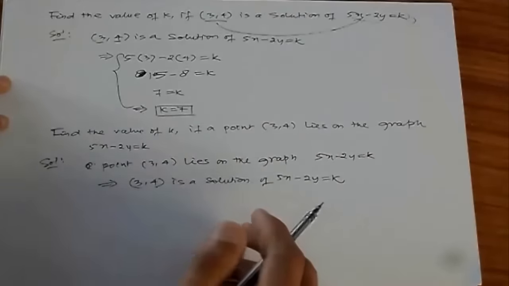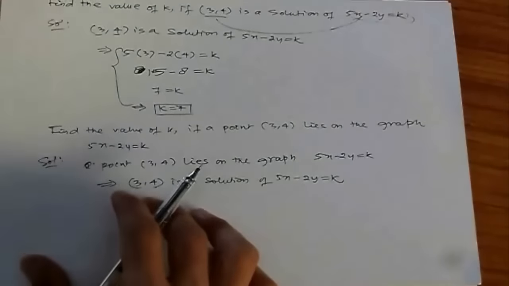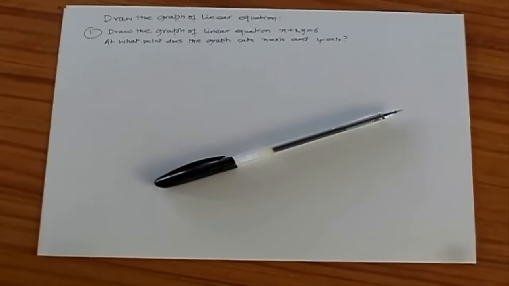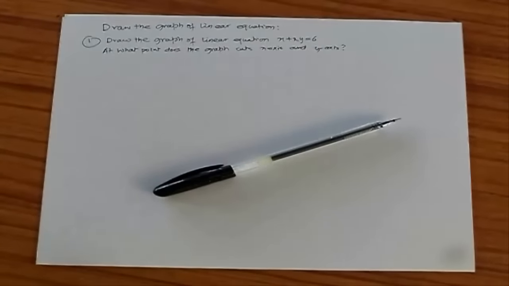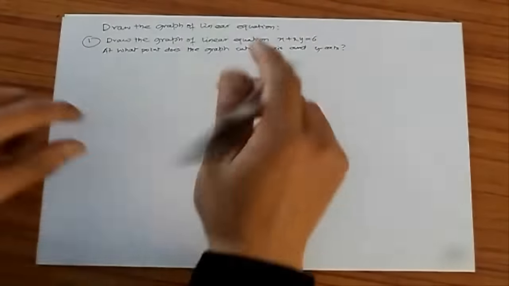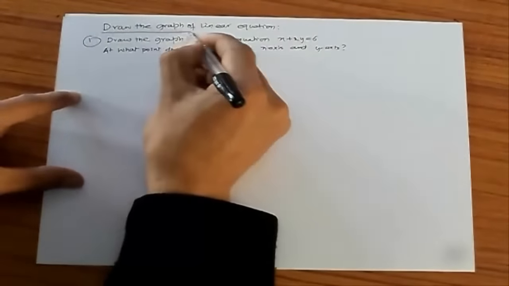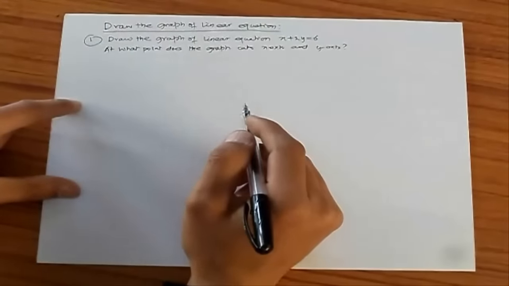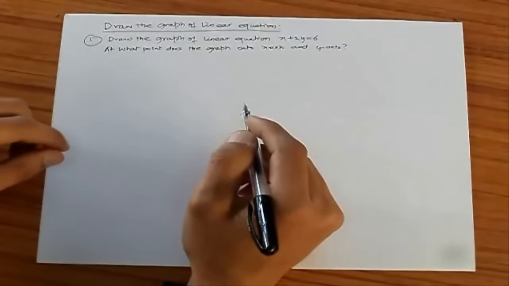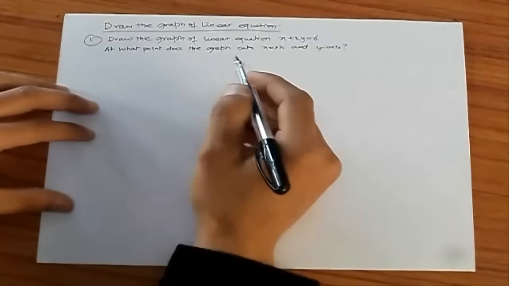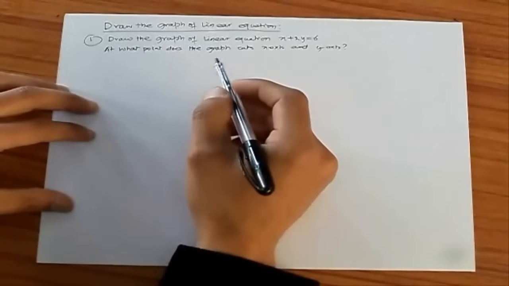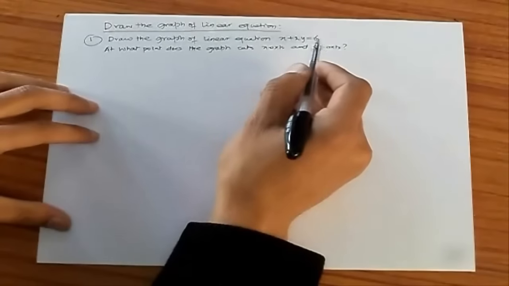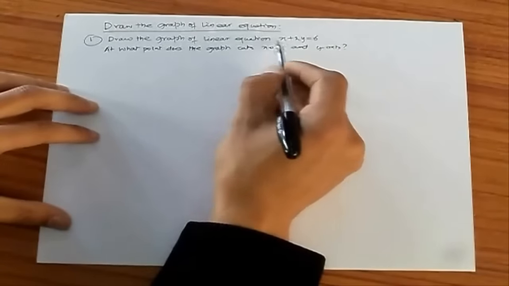Okay, now next is a graph. Okay, so the next topic is to draw the graph of a given linear equation in two variables. So a linear equation in two variables, when we plot it in a graph, becomes a straight line. So now we are going to plot a linear equation in two variables in a graph. Okay, so we have an equation x plus 2y equal to 6. Now we are going to plot this linear equation in two variables.